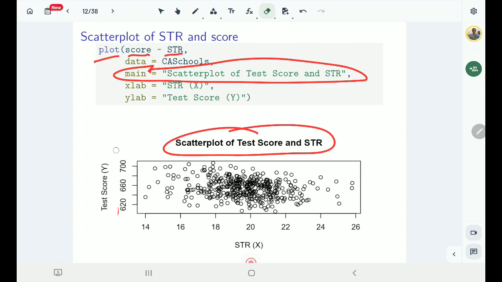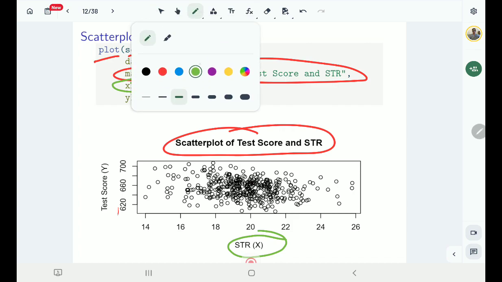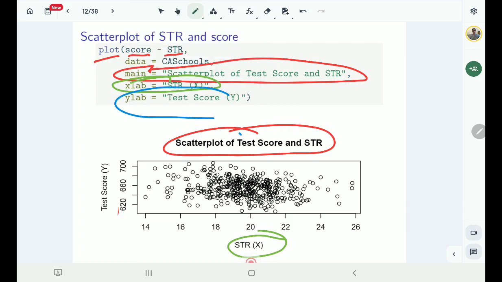Okay, and then xlab stands for x label. That is for this one. X label is for labeling the x-axis, and then we have ylab, which is for labeling the y-axis. So overall, we see that there is some kind of overall trend, negative. You see, a negative relationship, a negative trend, but it is not that linear. It is not perfectly linear, obviously.